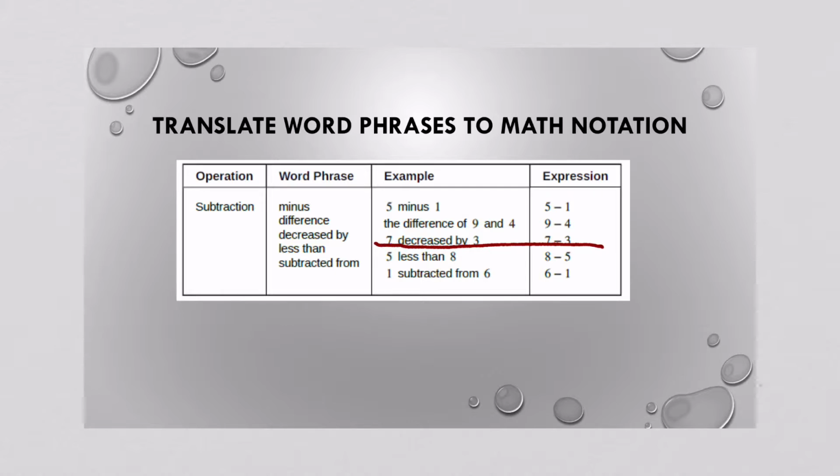Notice when it says 5 minus 1 right there, it's written as an expression as 5 minus 1. The difference of 9 and 4, notice that 9 is written first. 7 decreased by 3, the 7 is written first. But with these two right here down at the bottom, those two phrases require that you change the order, so it's written in the opposite of the way that you read it.